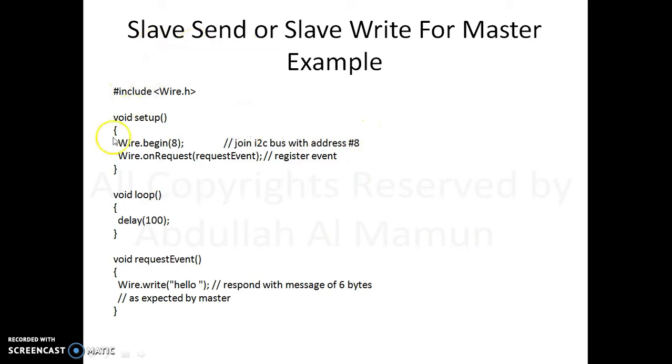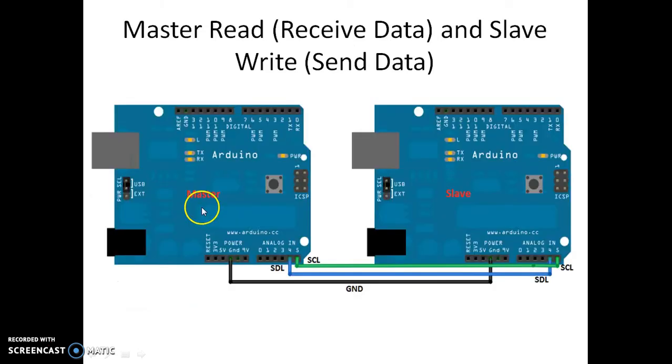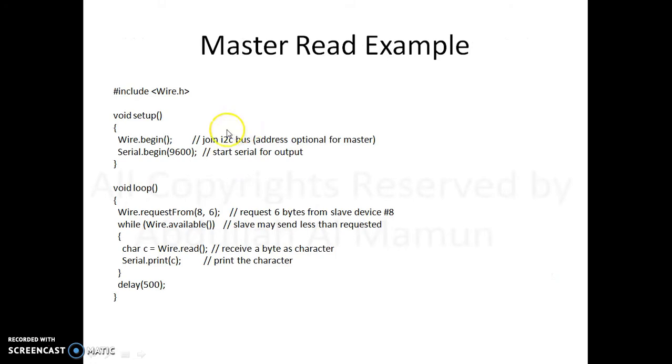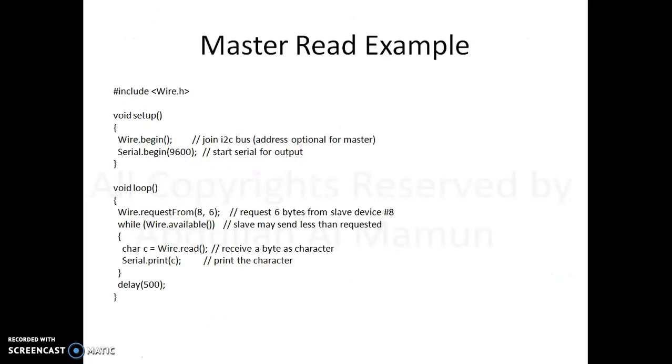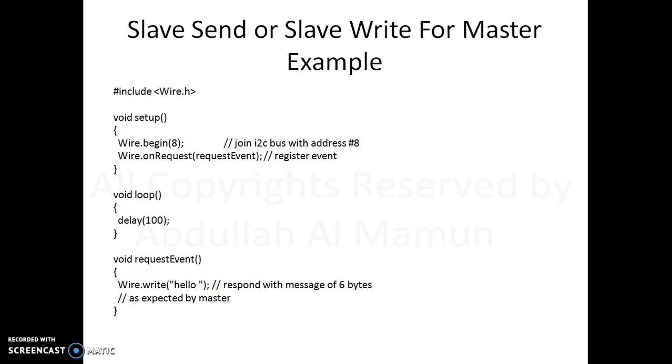All you have to do is upload this code to the slave device, which is this one, and upload the master code to the master device, which is this one. Then after uploading the code, if you open the serial monitor of this Arduino, you will see hello in your serial monitor, since the data we are sending from the slave is hello.